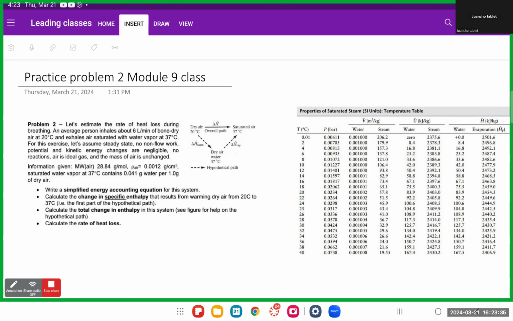So we have some information. We have the molecular weight of the air, which is 28.84. We have the density of air. We have also the proportion of water with respect to air that we're going to have when we exhale. So let's start working on the problem.